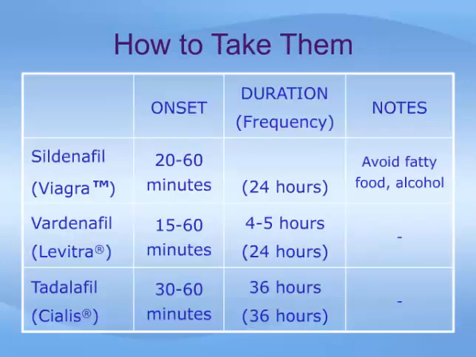This table highlights some of the key features about how to effectively take these medications. Sildenafil, or Viagra, should be taken about 30 to 60 minutes prior to anticipated sexual activity, and its effects may last for up to 24 hours. This does not mean that an erection will be sustained for this entire time. Rather, it may still be in the system during this time to help enhance the normal erection response. A second dose should not be taken within this 24-hour period. The effectiveness of Viagra may be hindered by fatty food and alcohol.